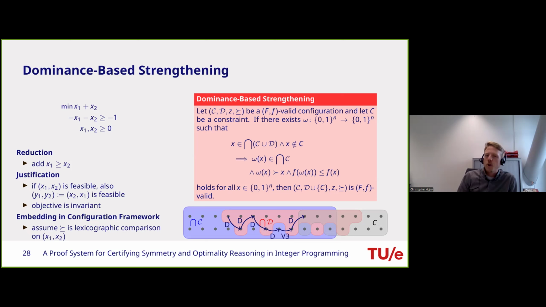Now you might say, okay, in this picture, I just assume that I make a step upwards, but the dominance-based strengthening rule could also have said, well, we stay on the lower level, and then we now satisfy this new constraint C, but we don't satisfy the derived constraints anymore.